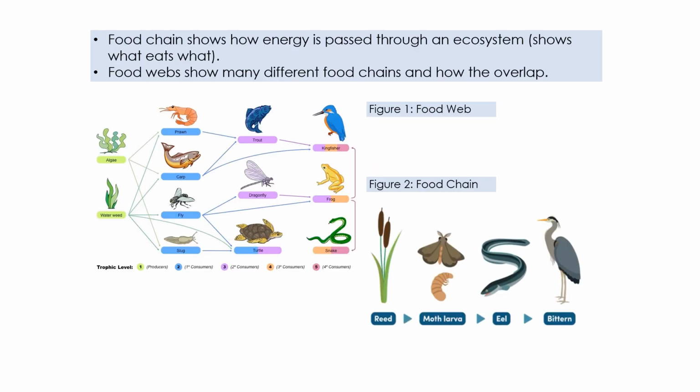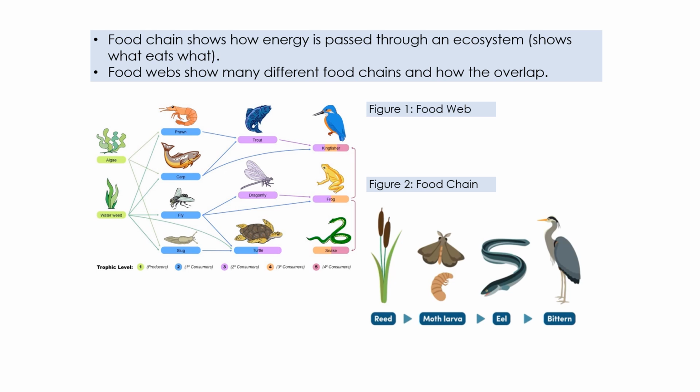Within an ecosystem you can get a food chain or a food web. A food chain shows a simplistic movement of nutrients from a producer to a consumer. So we can see that the reed is the producer in figure 2, then the moth larva is a consumer, which is consumed by the eel and then consumed by the bittern. What figure 1 shows is a food web, and a food web is a more complex food chain showing the movement of nutrients throughout a whole ecosystem. So when we look at the food web, it might show you that the waterweed is eaten not just by one organism, but by the slug, the fly, the carp, and the prawn.